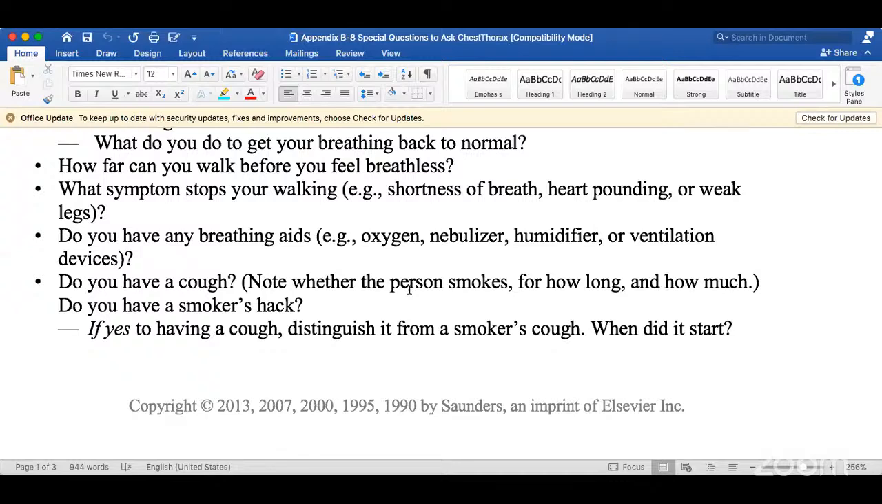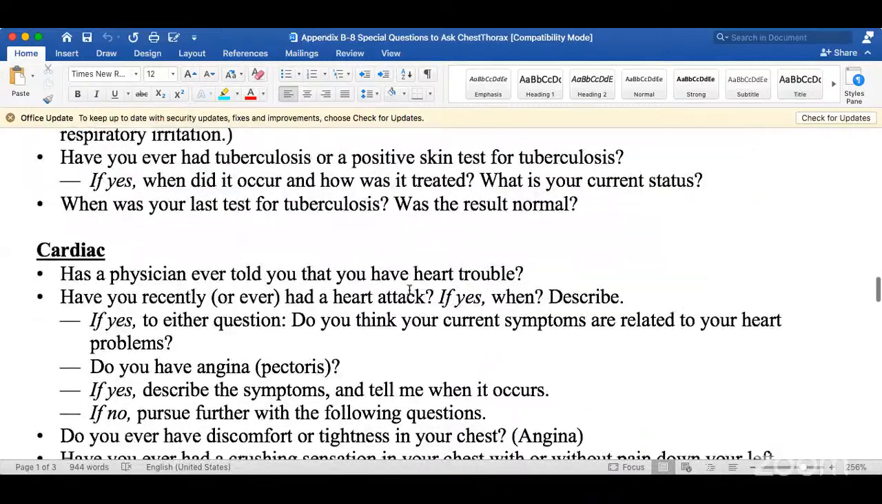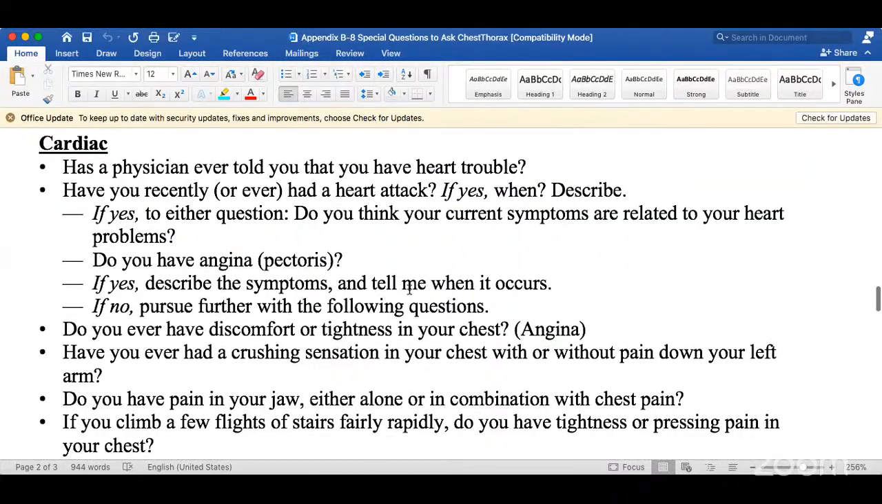If it is pulmonary, to the pulmonologist. If it is cardiac, to the cardiologist. Whatever the rules or regulations are in our institutions or organizations. So very important. These are all questions. Now cardiac: has the physician ever told you that you have a heart trouble? Have you recently or ever had a heart attack? If yes to either question, do you think your current symptoms are related to your heart problems? Do you have angina? If yes, describe the symptoms and tell me when it occurs. If no, pursue further with the following questions.